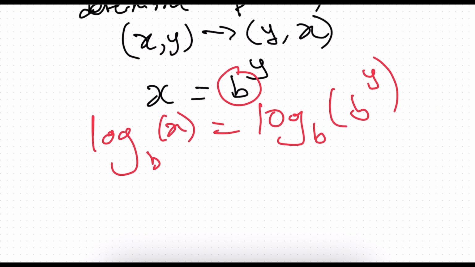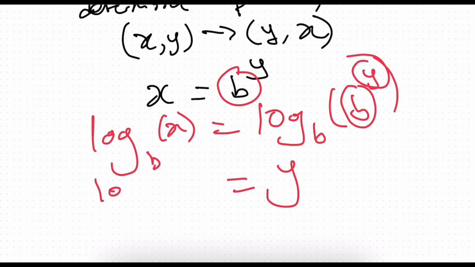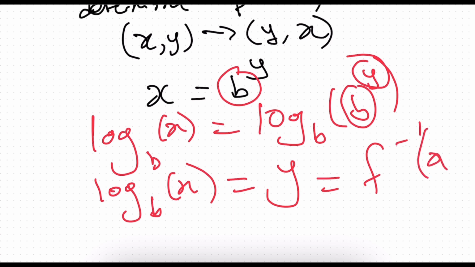According to the log rules, if you have log with a base, then that same base to the power of something, the answer you're going to get is that power. You can test it in your calculator. Just say log base 4 of 4 to the power of 5. You know the answer will be 5. So your answer now boils down to log base b of x, and this is your inverse function.